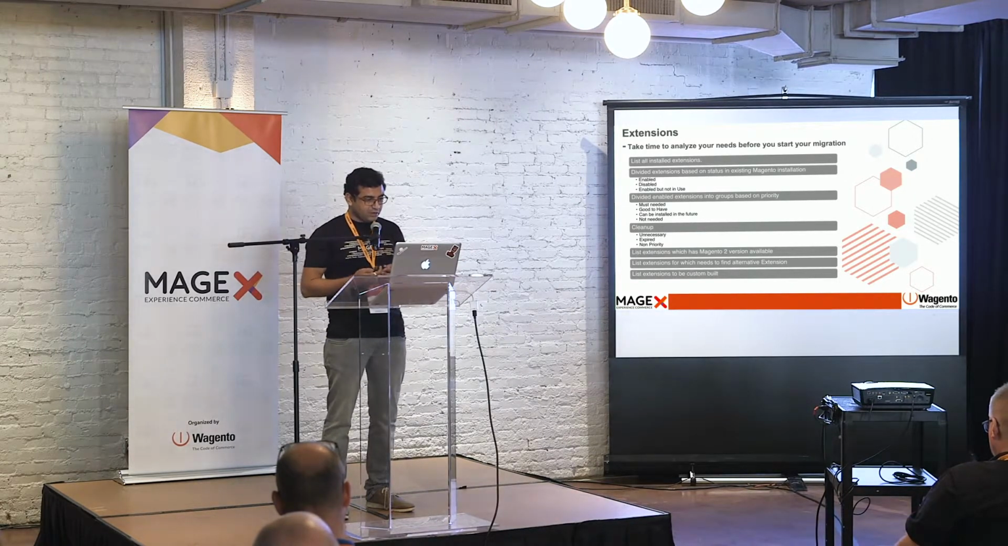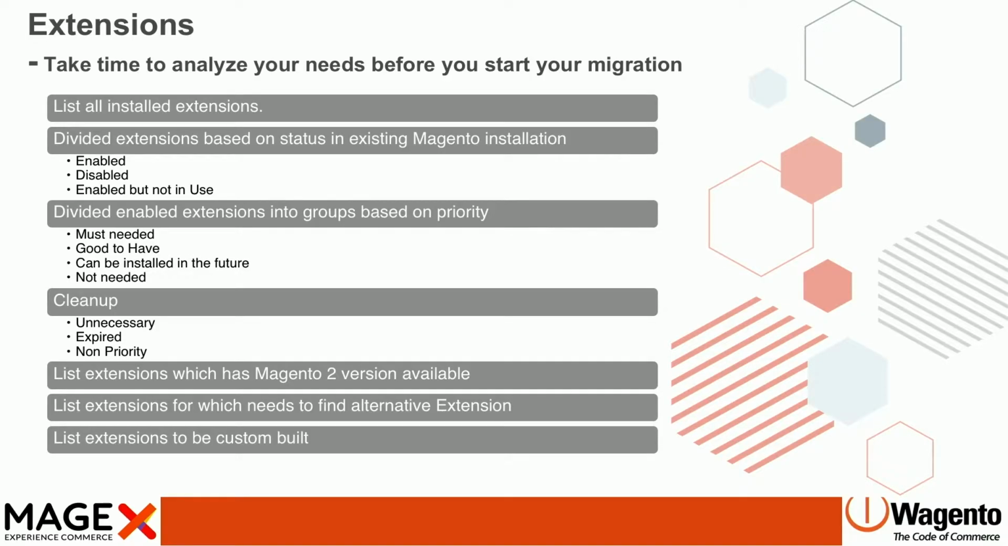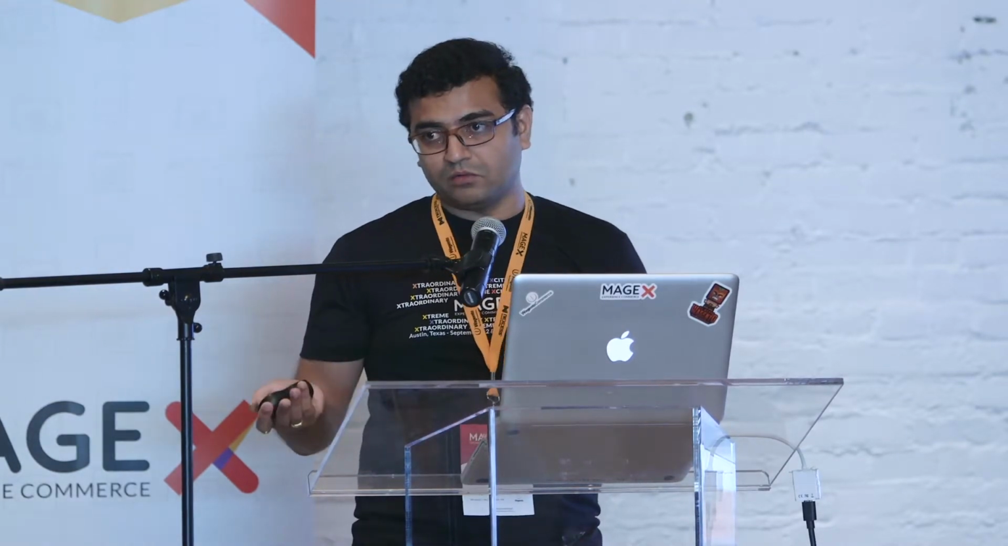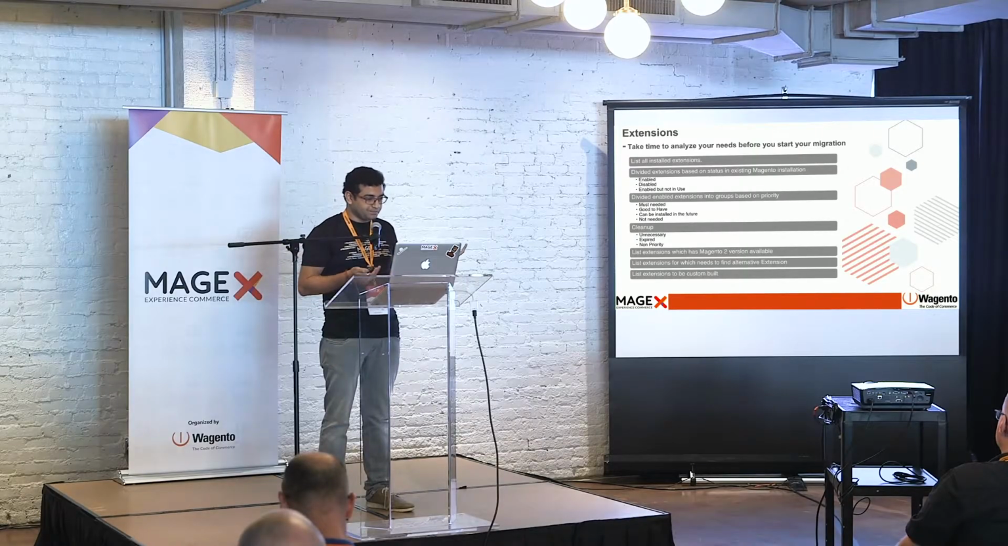Once you have listed out all the enabled extensions, you can divide them into different priorities like must needed, good to have, can have, and not needed. So based on budget, you can select the categories. Like if the budget is limited and the timeline is limited, then you can start with must needed and good to have only, and the others you can put into stage 2 or stage 3. That way, your Magento 1 to Magento 2 migration process can be sped up.